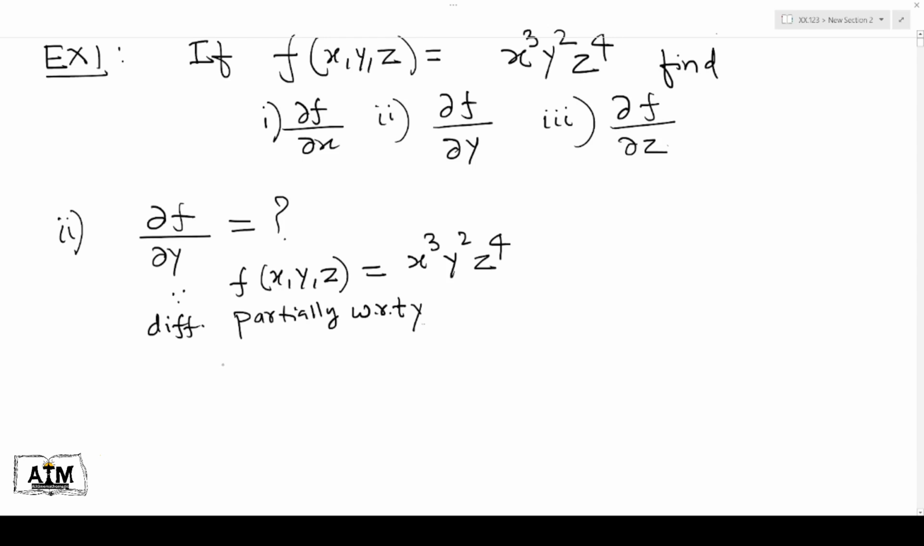Now, second case, we have to find the partial derivative with respect to y. So, differentiating partially with respect to y. While differentiating partially with respect to y, we treat the other variables as constant. We treat x cube as constant and z raised to 4 as constant. So, only one variable, that is y square.